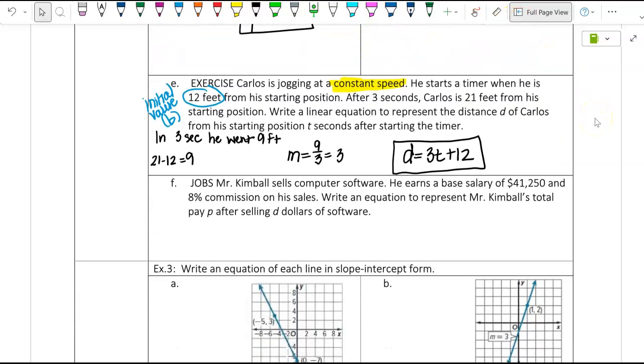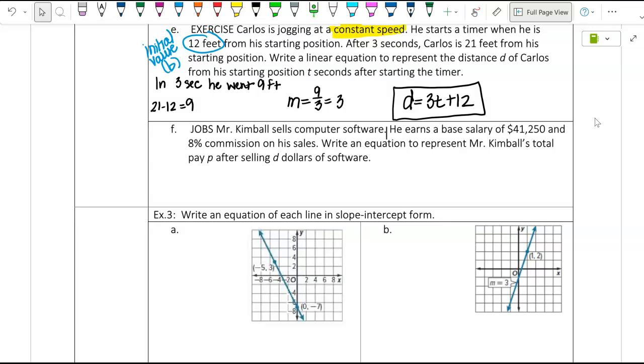The next one, Mr. Kimball sells computer software. He earns a base salary of $41,250. Again, base salary, that is my initial value. So again, that's going to represent my y-intercept, or my b. He makes $41,250 whether he sells any software or not. But he gets 8% commission on what he does sell. That's my rate. But I need to change my 8% into a decimal.